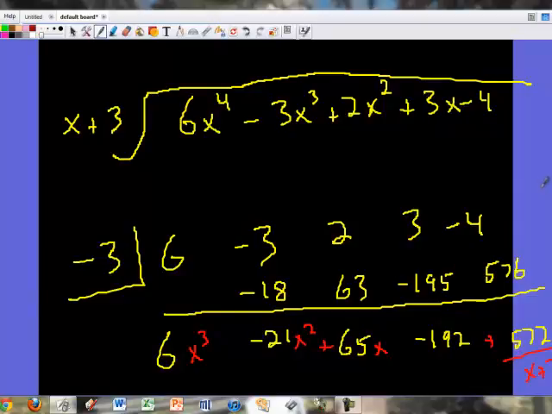That is synthetic division. There's nothing really hard to it. Only works when your x on the outside is the first power. x squared or higher, can't use it.